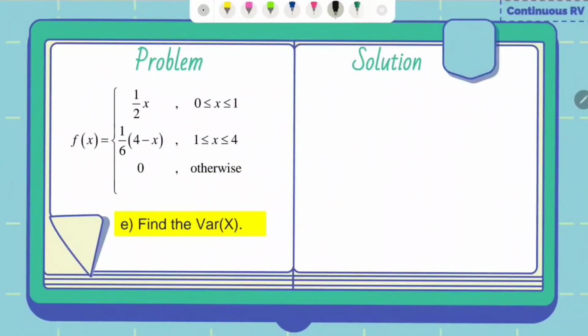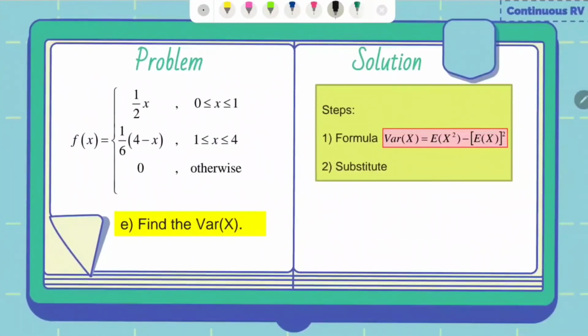How about finding the variance of x? There are only two steps. The first one is the formula. The formula is a bit different than before. Variance of x is equal to E of x squared minus the expected mean, which is being squared. Then we just have to substitute the value of E of x squared that we have found and the value of E of x that we have found to find the variance of x.